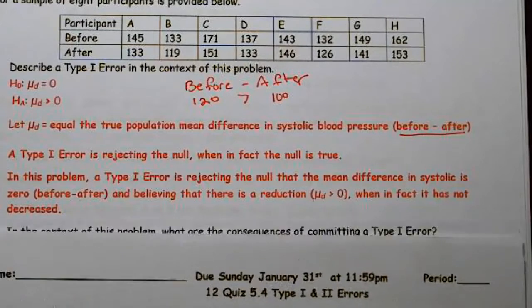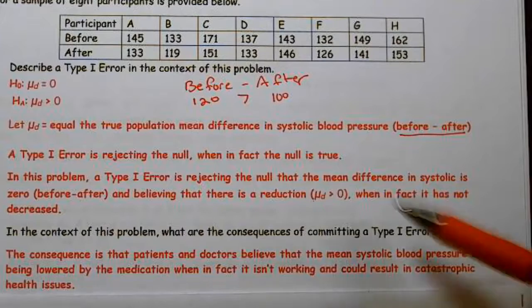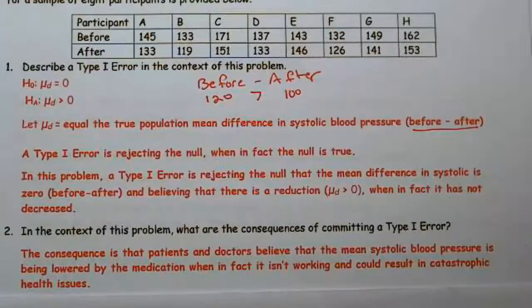The next thing we always need to do is give the consequence. I separated it out in this, because in the next problem, part 2, it says, what's the consequence? So I didn't feel the need to write it twice, but you always need to give the consequence. The consequence is that patients and doctors believe that the mean systolic blood pressure is being lowered by the medication when in fact it isn't working, and this could result in catastrophic health issues. Obviously, if my blood pressure medicine is not working, I could have a stroke, a heart attack, or some other issue. So consequently, very, very serious.